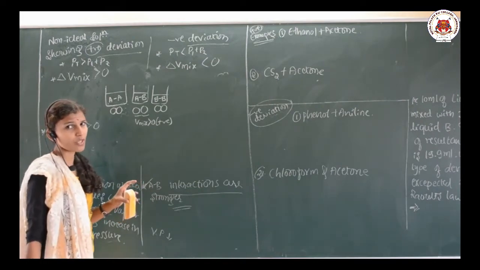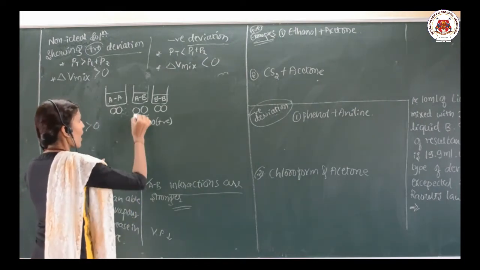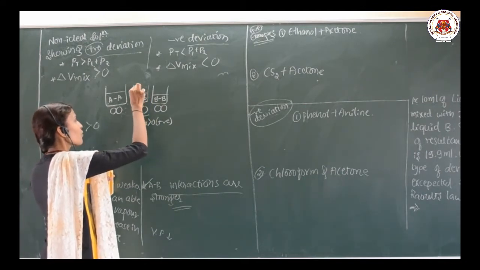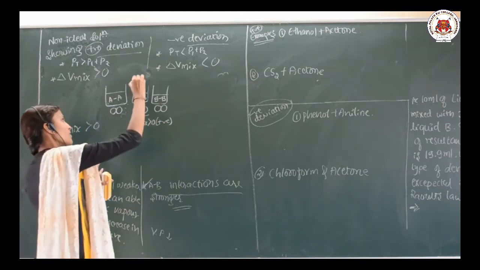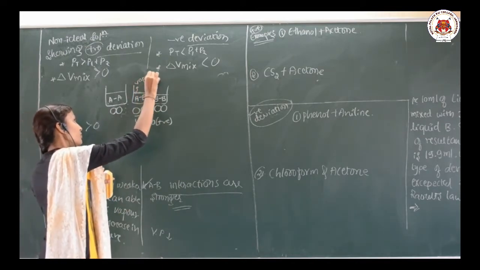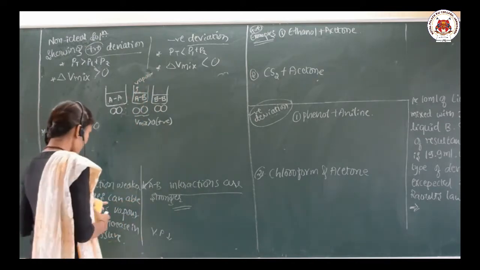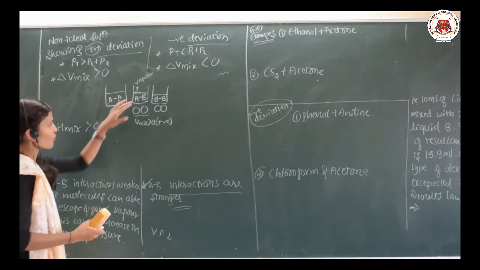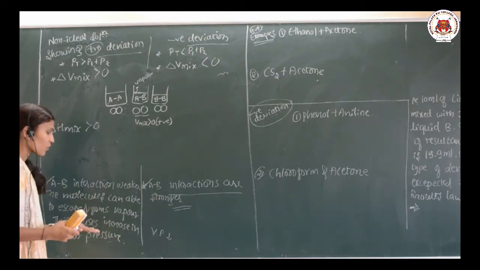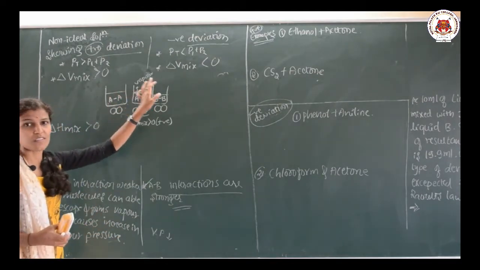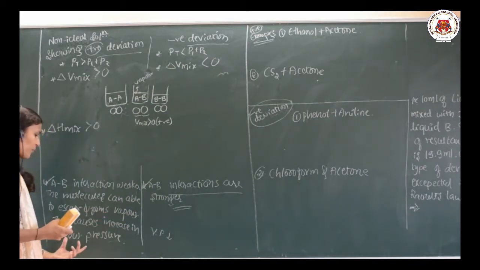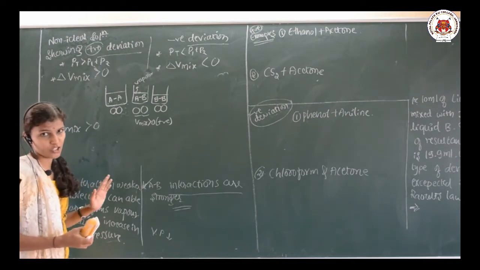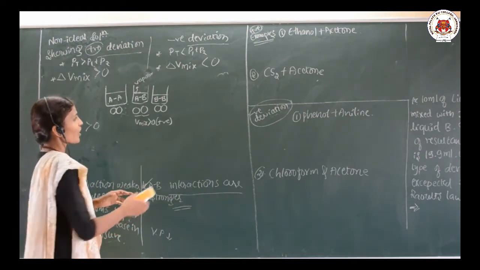And one more thing I will tell you, as the AB interactions are weaker, here the molecules can easily escape and they can easily form the vapors. Yes or no? So as the AB interactions are weaker, the molecules are able to escape and form the vapor, and the vapor is going to exert pressure. Therefore, the vapor pressure increases in case of the positive deviation. Okay. So what happens in case of negative deviation?